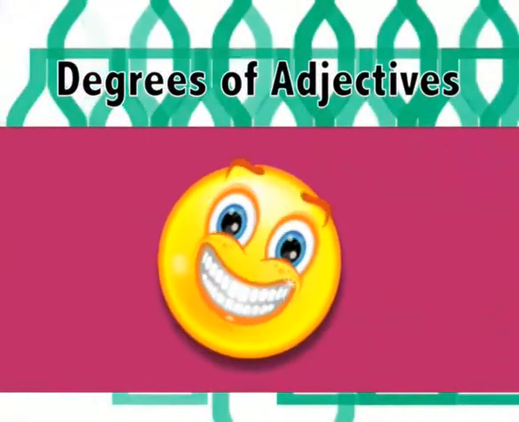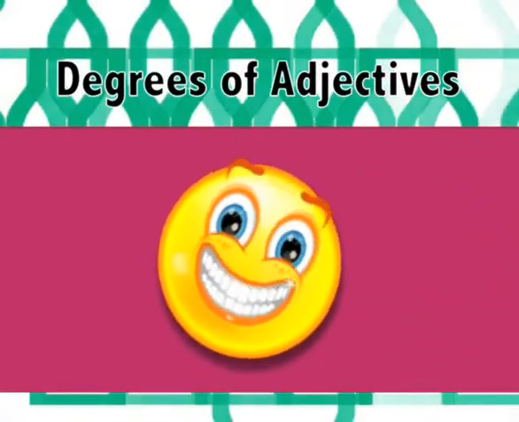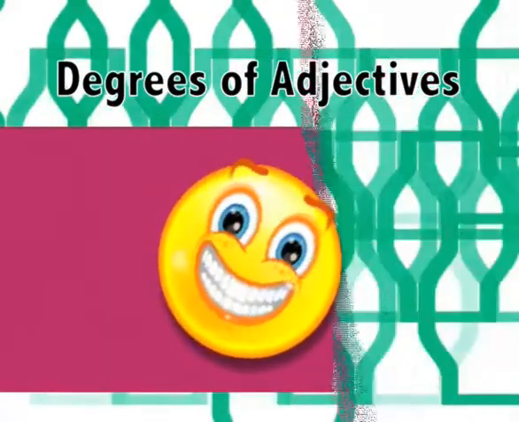So today we'll go ahead and discuss the degrees of adjectives. Adjectives have 3 degrees of comparison: the positive degree, the comparative degree, and the superlative degree.